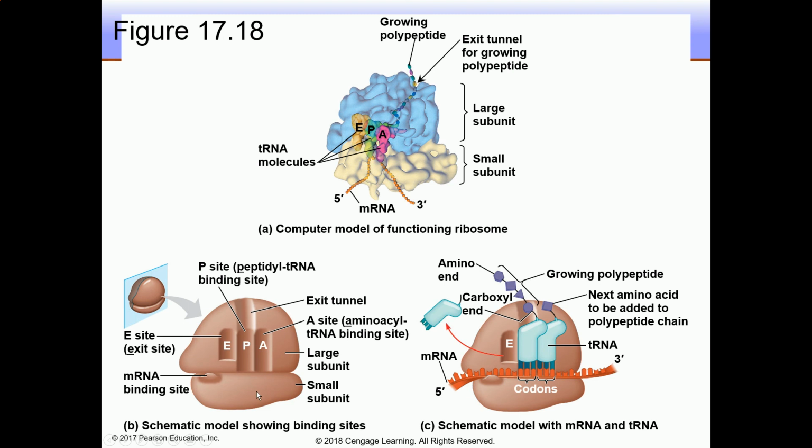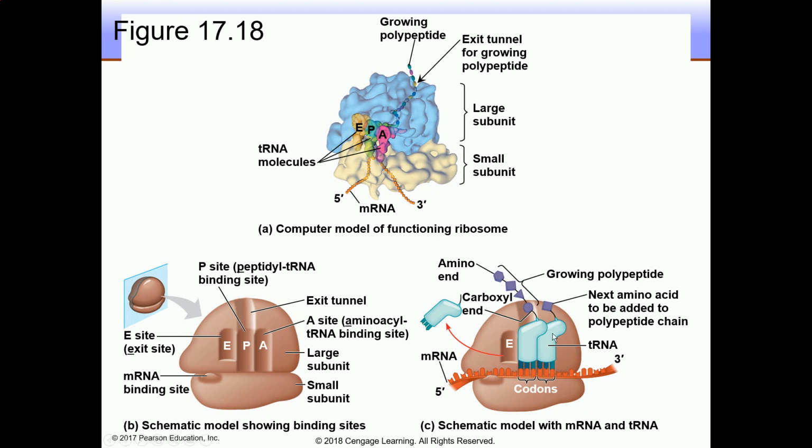This is the smaller subunit of the ribosome. This is the bigger subunit of the ribosome, and this is the whole complex of the ribosome. These are the three sites on the bigger subunit: A site, P site, and E site. This is the exit site. This is the site from where the polypeptide chain grows, and this is the A site where the new transfer RNA enters, which brings the new amino acid to the chain.